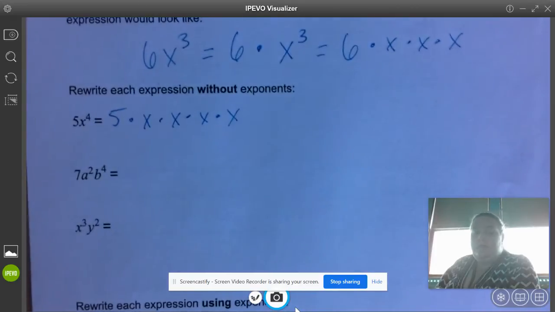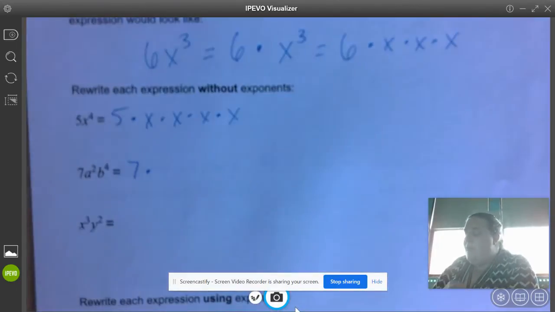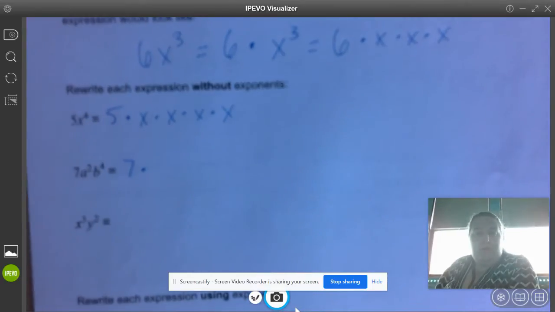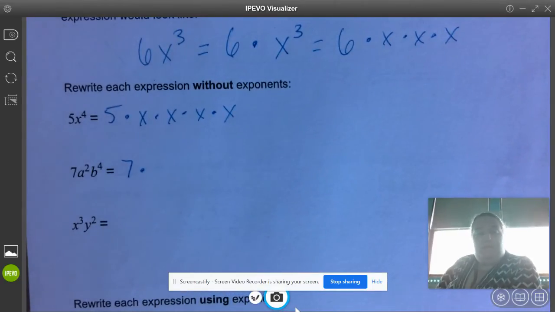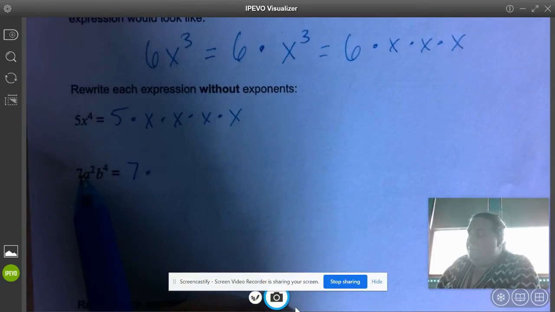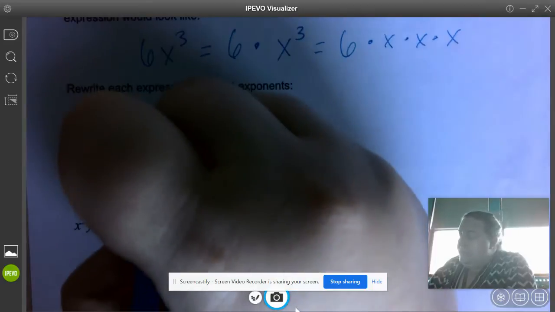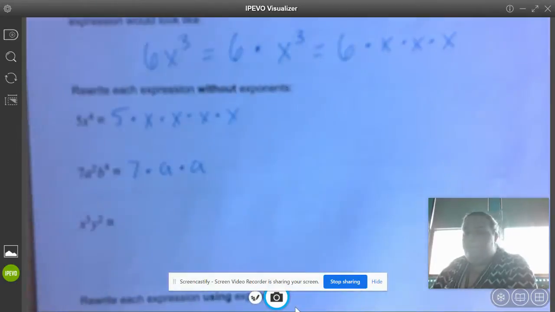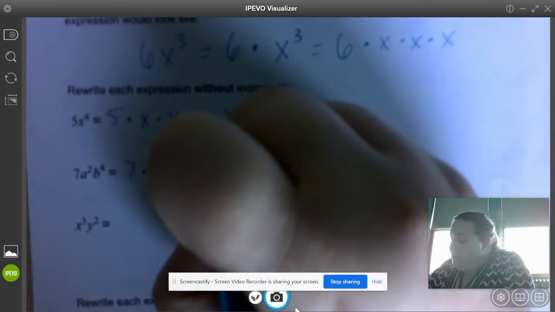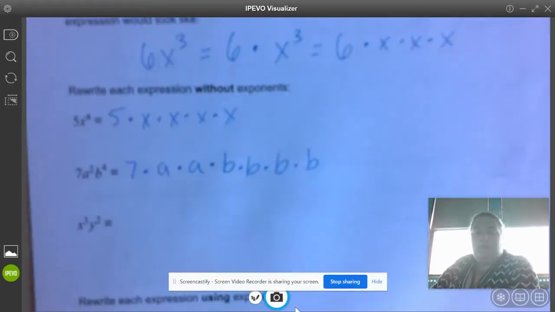Okay? This next one, you're going to notice I start with 7. I have a to the second, b to the fourth. So in this expression, I have two different variables, and I'll know which exponent is attached because it will be the base with the exponent. So it's not a to the fourth or b to the second, or you combine them. A and b are different variables. So this would look like 7 times a times a, and then multiplied by b times b times b times b because I have 4 of them.